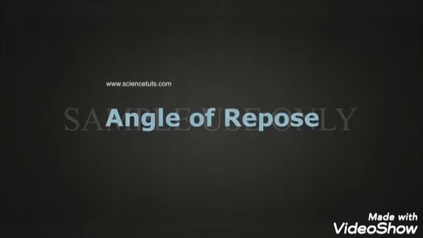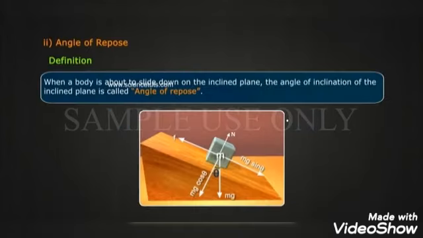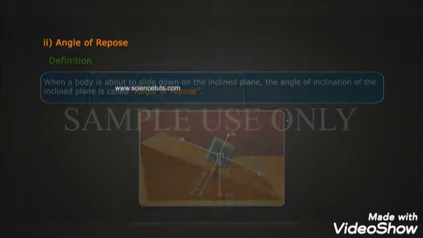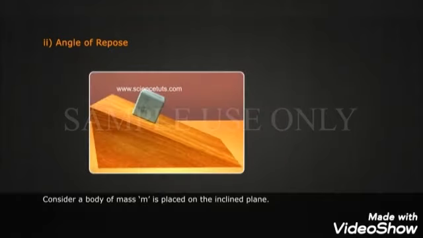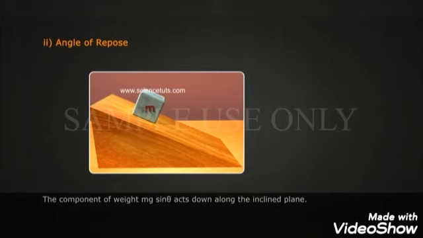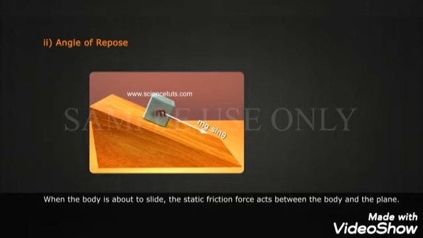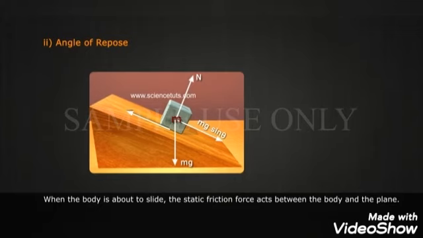Next one, angle of repose. When a body is about to slide down on the inclined plane, the angle of inclination of the inclined plane is called the angle of repose. Consider a body of mass m placed on the inclined plane. The component of weight, mg sin theta, acts down along the inclined plane. When the body is about to slide, the static friction force acts between the body and the plane.